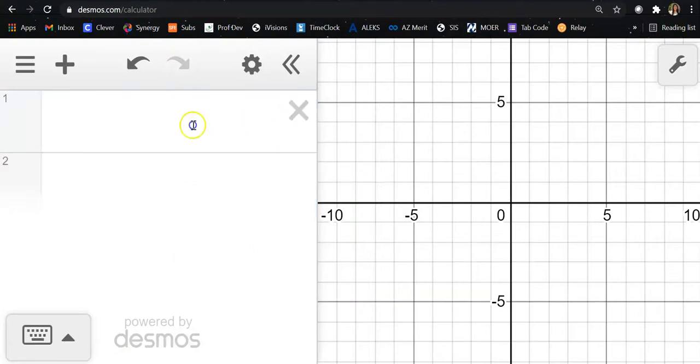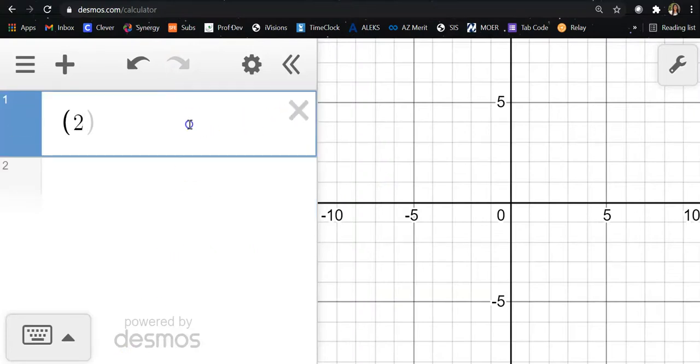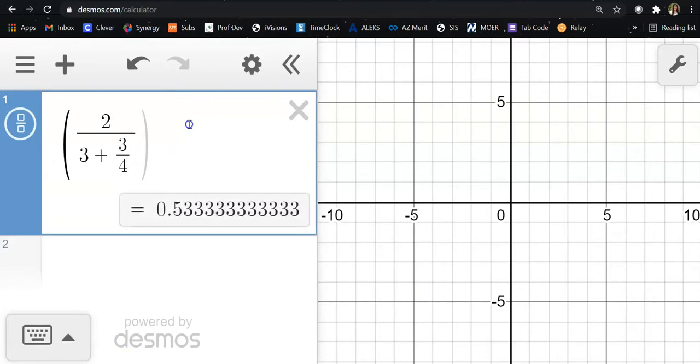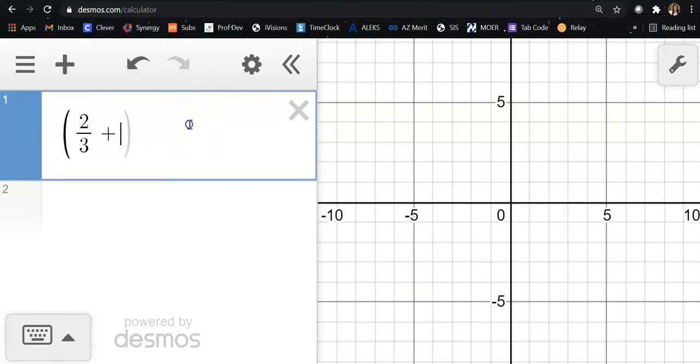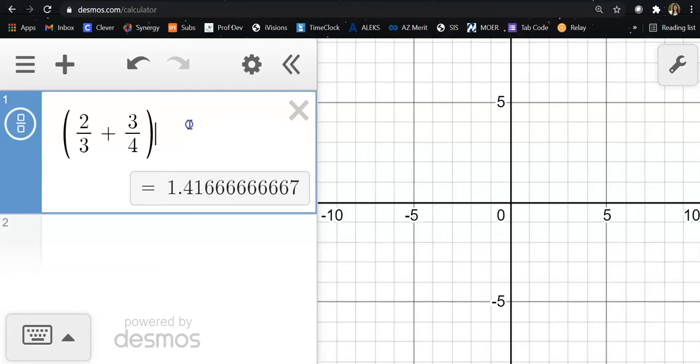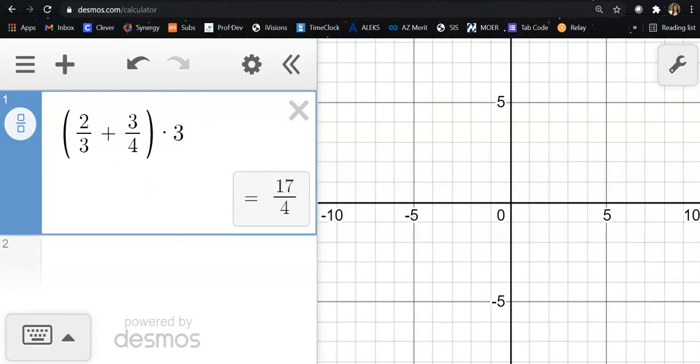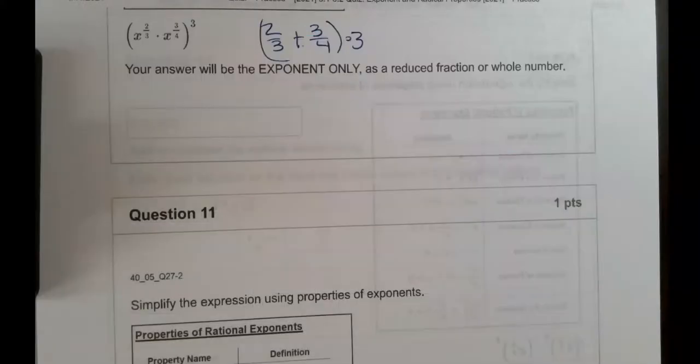So then I want to type this in. And I convert it back into a fraction. It gives me 17/4.